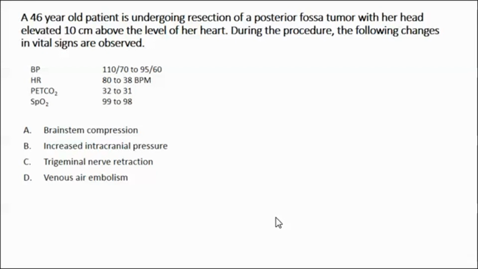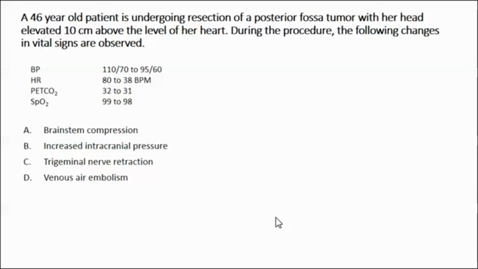Okay. Posterior fossa surgery in a 46-year-old. When you see that stem, the first thing you're going to think is venous air embolism. Posterior fossa, and they've emphasized the height of the head above the heart. For me, the only reason I would even look at the vital signs was to confirm that they weren't trying to throw me off by the stem.